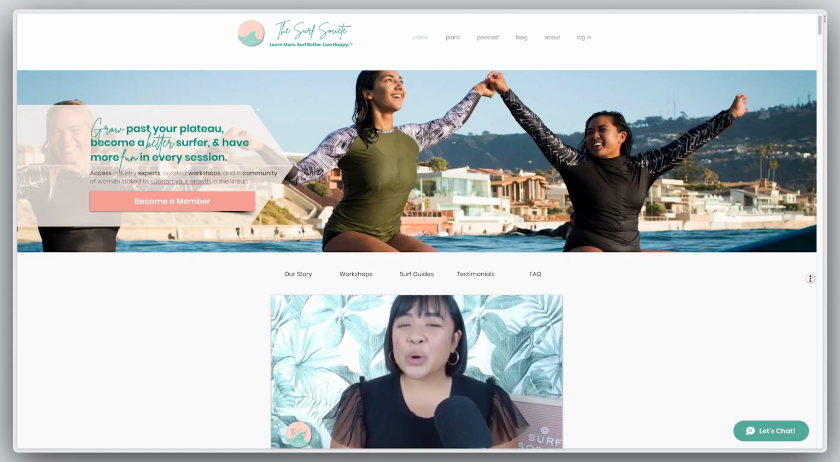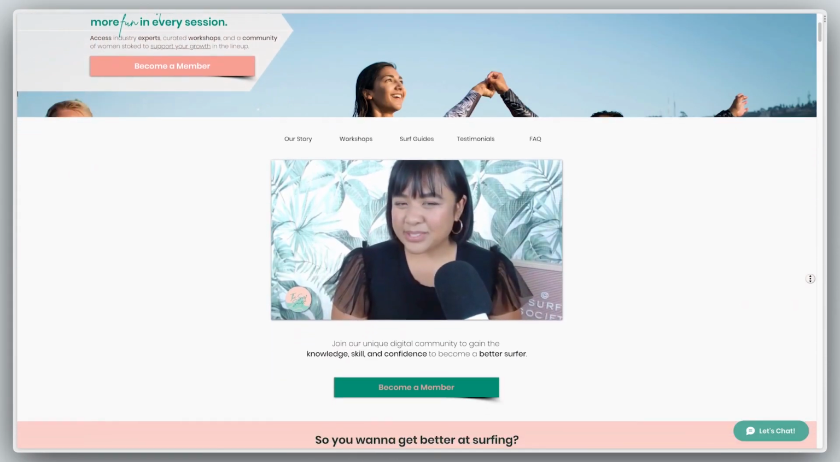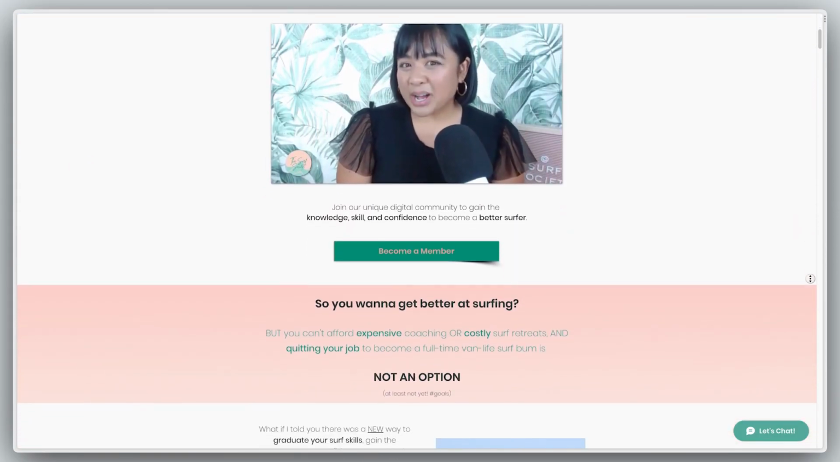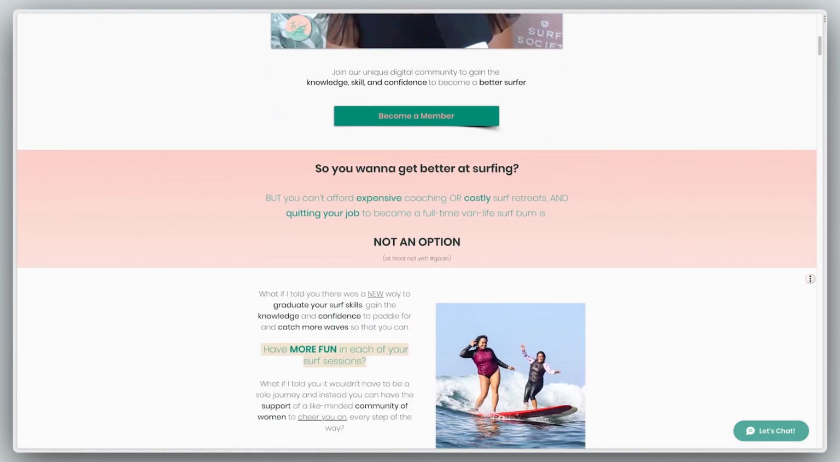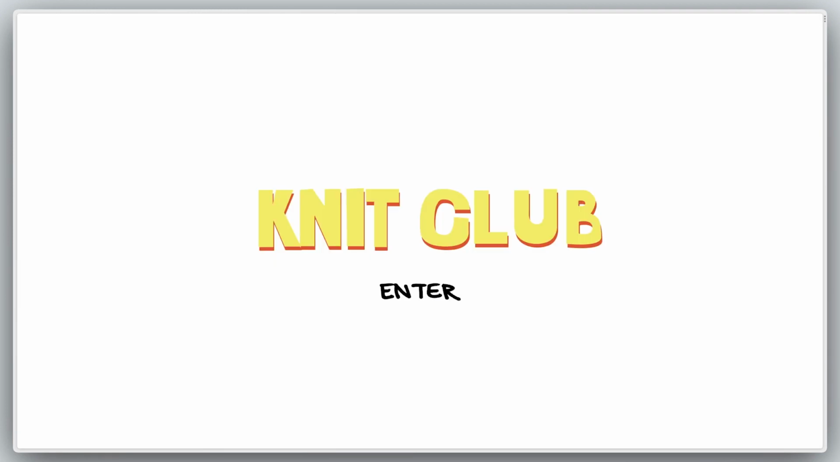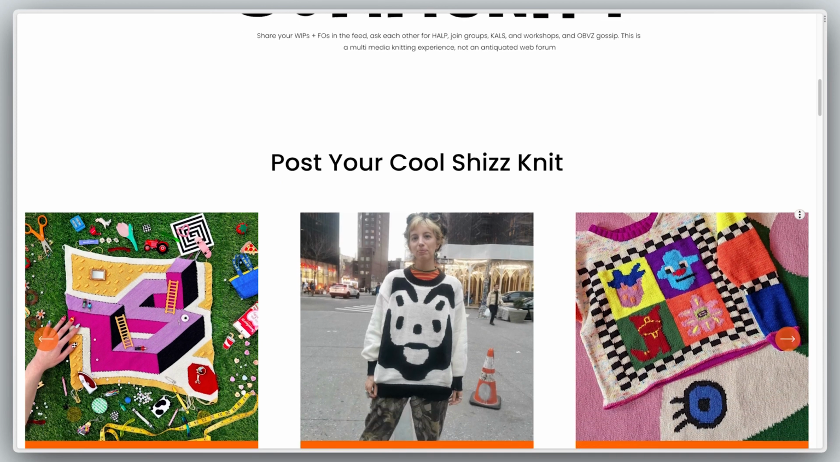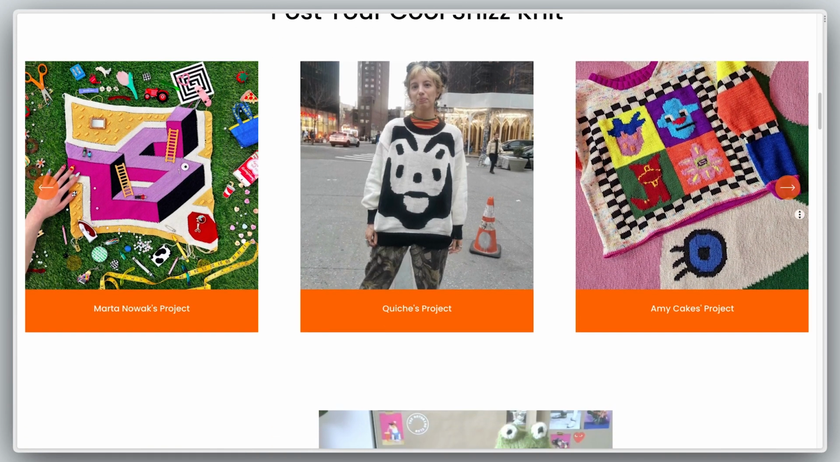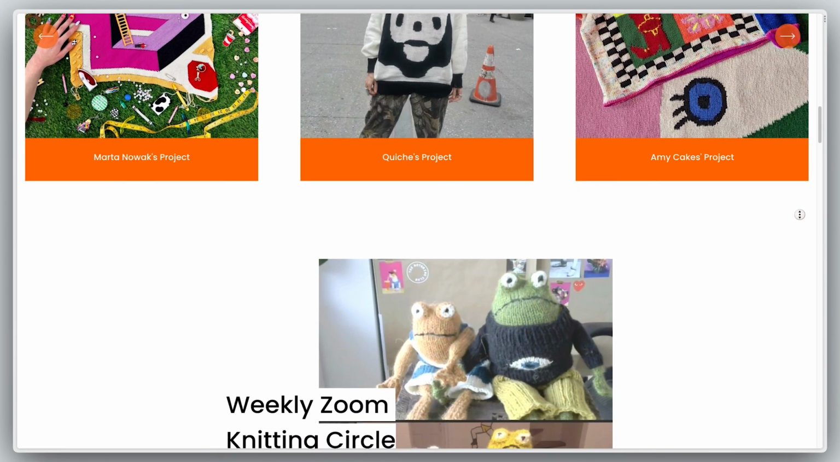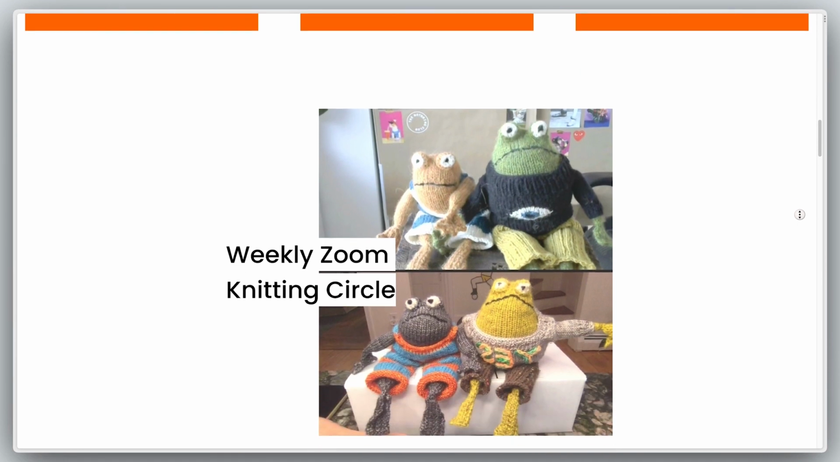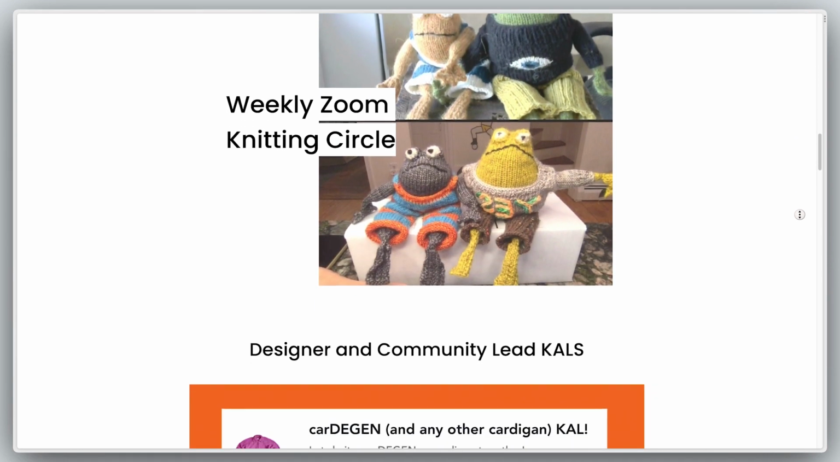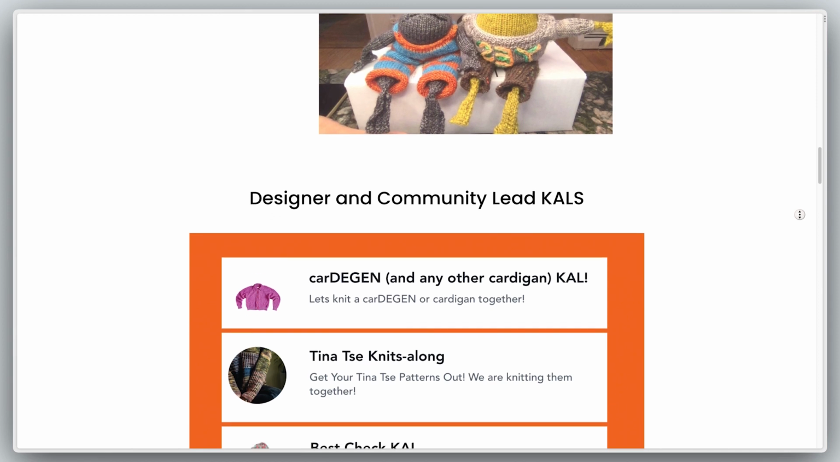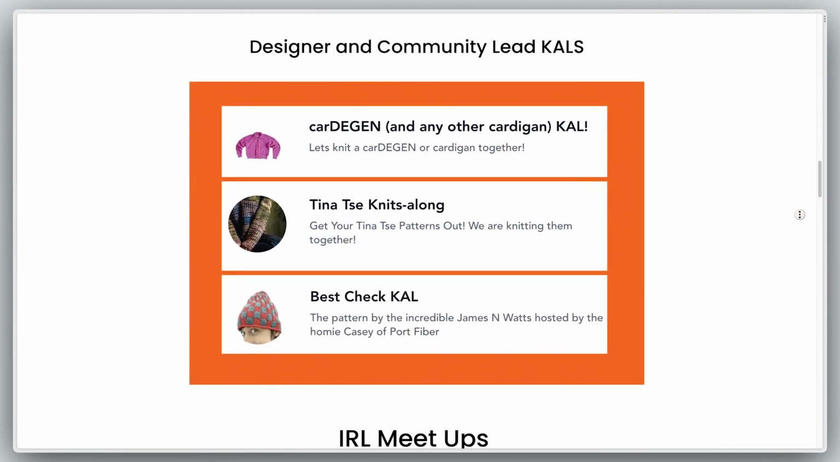Here's an example. The Surf Society wants to help you start improving your surf skills with the help of industry experts and a community of women to cheer you on. And another. Knit Club was born from a group of knitters who did not feel like they belonged in the fashion industry, but also didn't see themselves represented in the knitting community. They knew from other platforms that like-minded knitters were out there, so they sought to create a safe space for them to gather, share, learn, and teach on the internet.